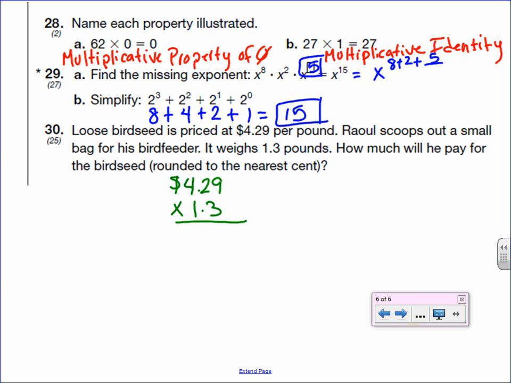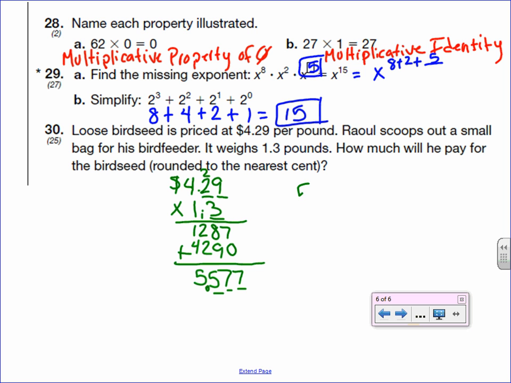So 3 times 9 is 27. 3 times 2 is 6, plus 2 is 8. 3 times 4 is 12. And then 1 times 9 is 9. 1 times 2 is 2. 1 times 4 is 4. Add those together, we get 7, 17, 5, and 5. And then I have 1, 2, 3 decimal places.